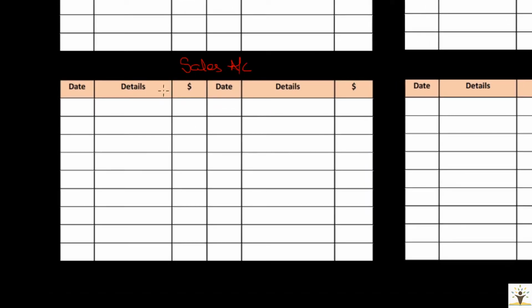Go to the credit side of sales account. Jan 18. Details will be the account that was debited, which is cash, and 2,500 in the amount column.